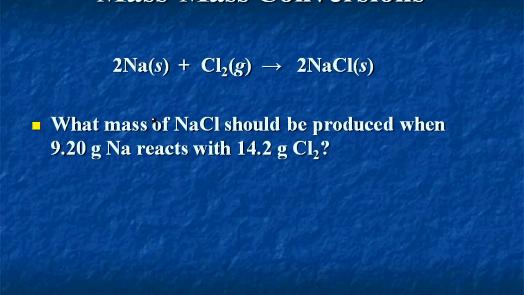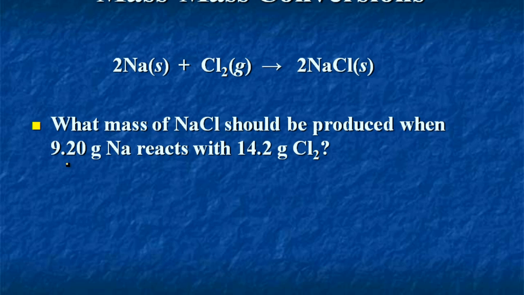So here you are given more information than you require. All you need is the mass of one reactant. You don't need both. Right? So let's consider only this one. You can do the same thing with only chlorine also, but let me just pick the sodium because that is what is given first. So let's assume the question is reading as what mass of NaCl should be produced when 9.20 grams of sodium reacts. Okay? So the first step is converting this to number of moles.